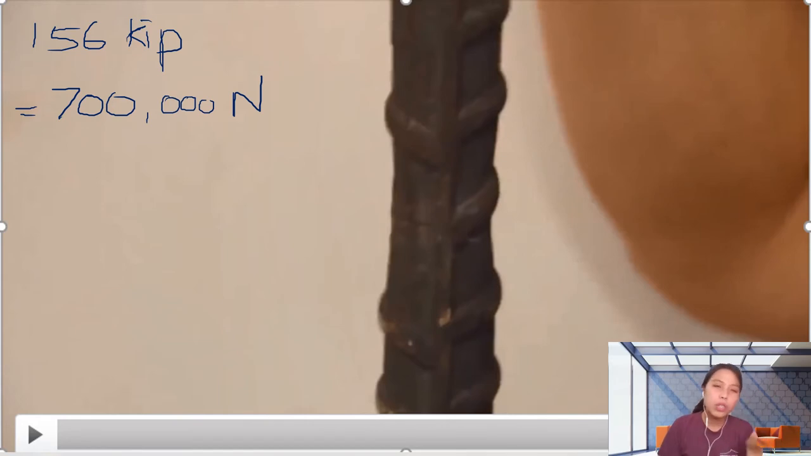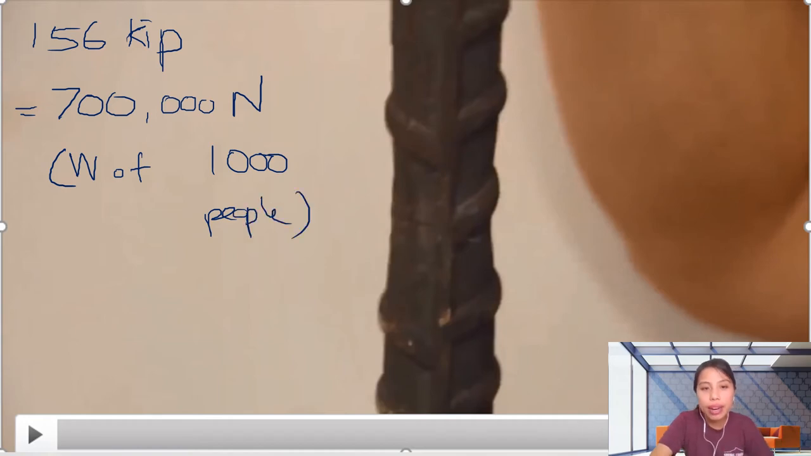It's kind of hard to imagine what this number actually means. Let me calculate for you. Humans, let's say you are 70 kg. 70 kg is roughly 700 newton. So one human, 700 newton. So how many humans is this? 700,000 divided by 700. Wow! This is roughly the weight of 1,000 people hanging on one bar. So basically, if you have 1,000 people hanging on this piece of metal, only then will it break. Before that, it won't break, it can still hold everyone up.